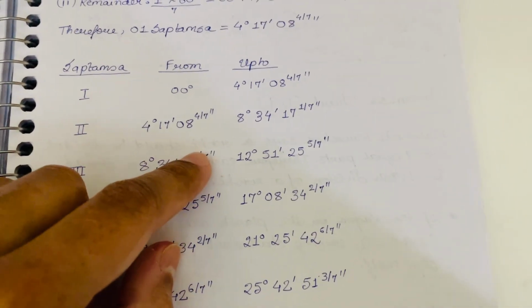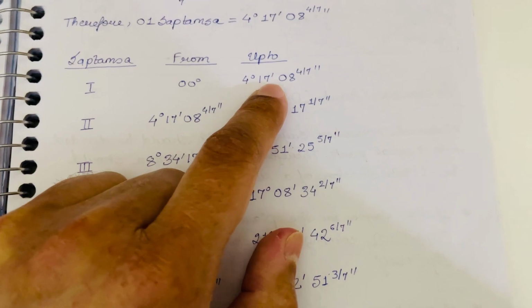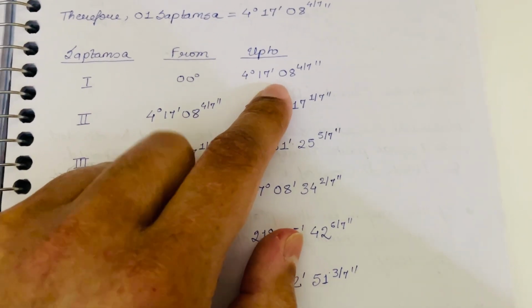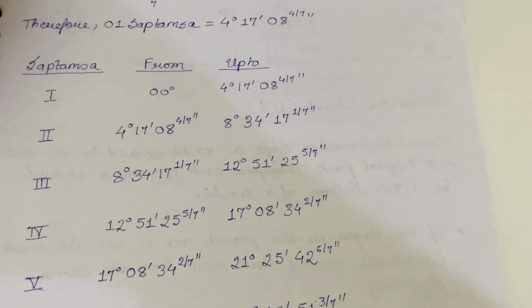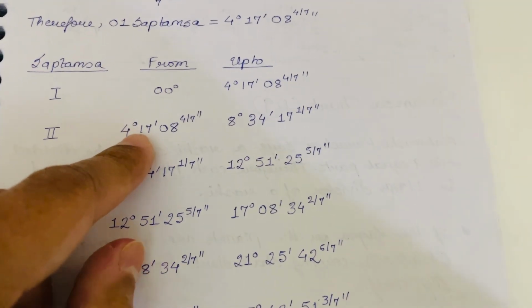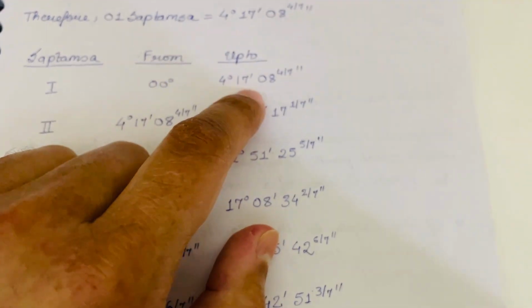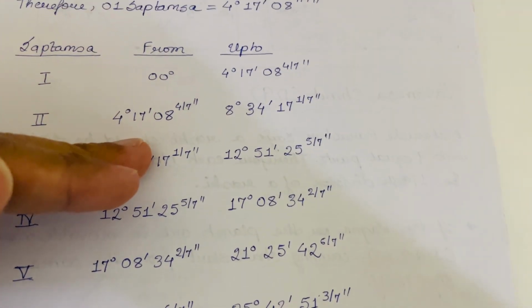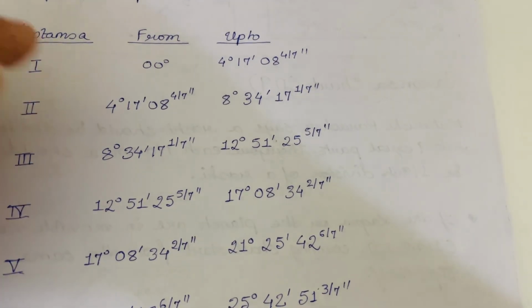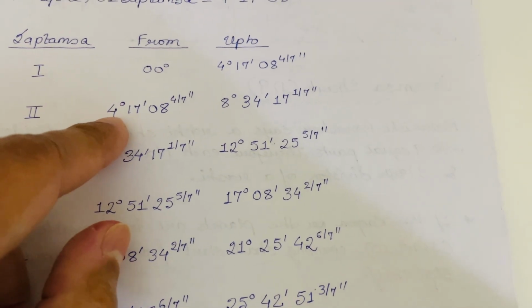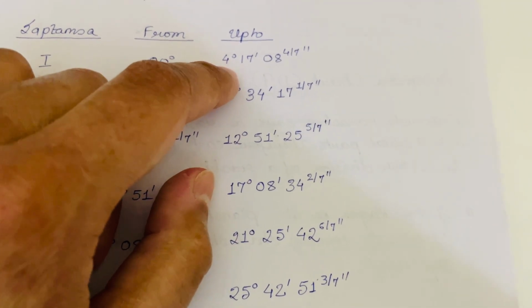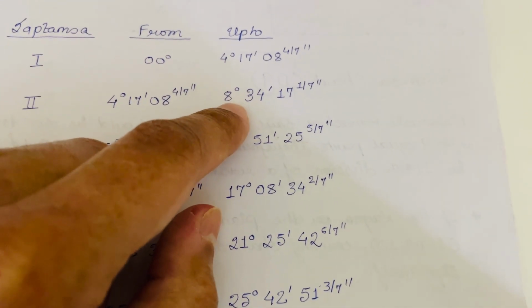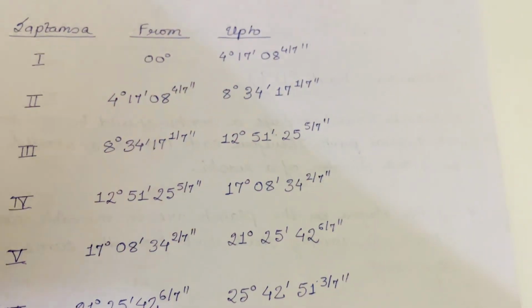This is the second Saptamsha. If the first Saptamsha ends at 4 degrees 17 minutes 0.84 by 7 seconds, the next one is going to start at that same point. So this is the starting. If this is the ending range, the same ending range will become the starting range for the next Saptamsha. So the second Saptamsha ending will be 4 degrees 17 minutes 0.84 by 7, and this is just multiplying this by 2. Okay, so you are getting this particular value.